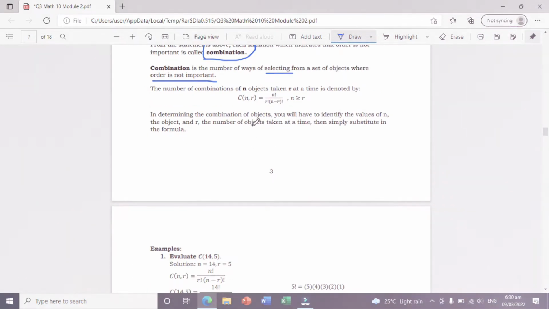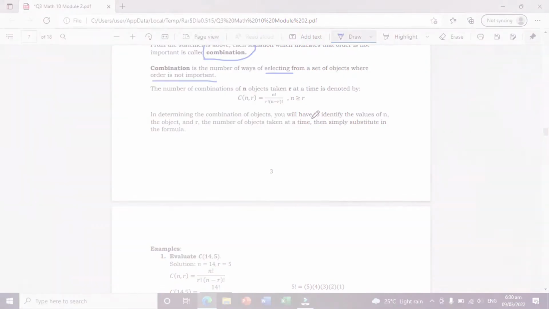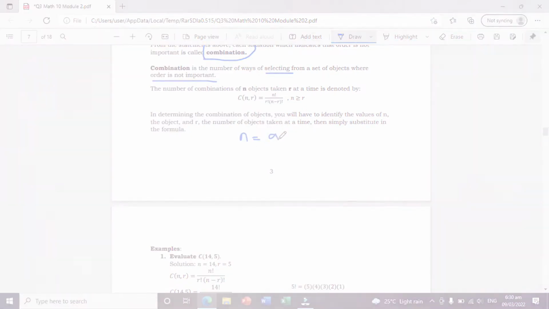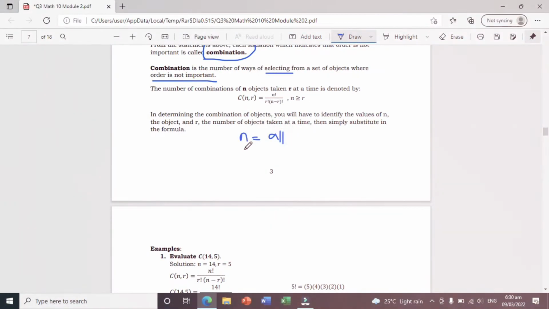In determining the combination of objects, you will have to identify the values of n, the objects, and r, the number of objects taken at a time. Then simply substitute in the formula. To review, n is how many there are in all, sometimes all of them, and r is how many can be taken.